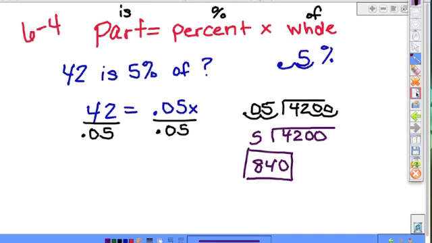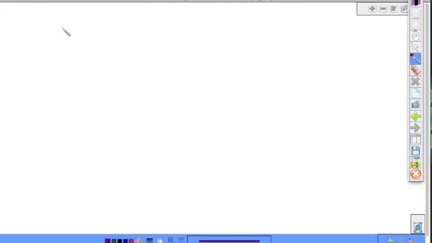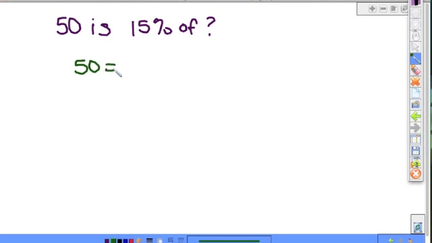Okay, let's try another one. I have 50 is 15% of what number? Let's line it up correctly. My "is" number is 50. Next comes the percent. Remember, 15%, move the decimal to the left 2 times. Decimal 0.15, and we're looking for x, so I'm going to put x there.